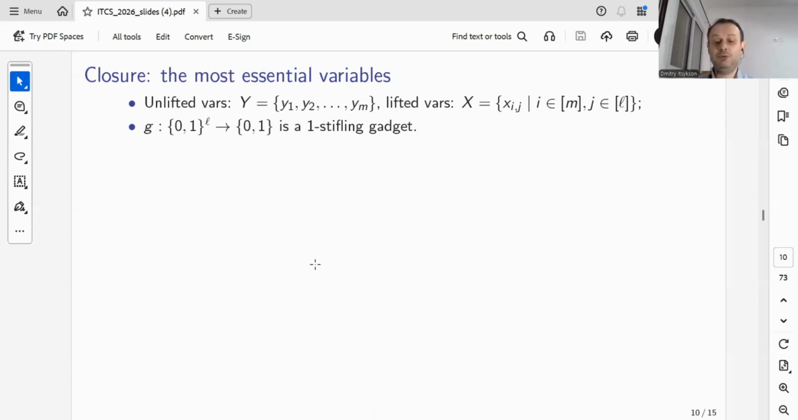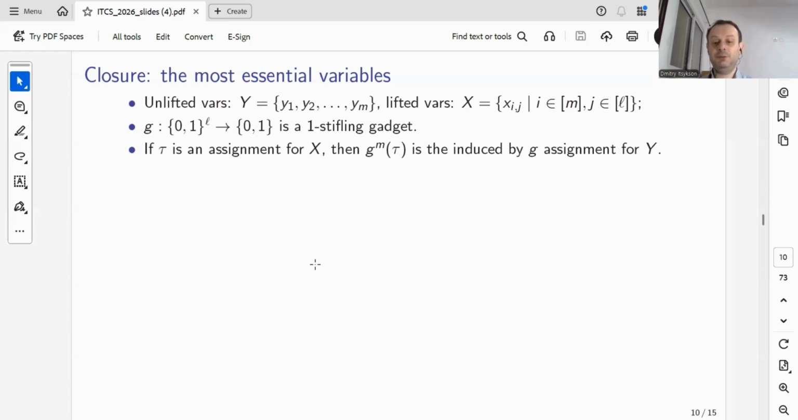We start with the notion of closure of a set of linear forms. We are in the lifting setting. We have unlifted variables y1, y2, etc., ym, and lifted variables x_ij where i is from 1 to m and j is from 1 to l. Let g be a gadget, and every assignment of lifted variables by gadget g induces an assignment on unlifted variables in the natural way.